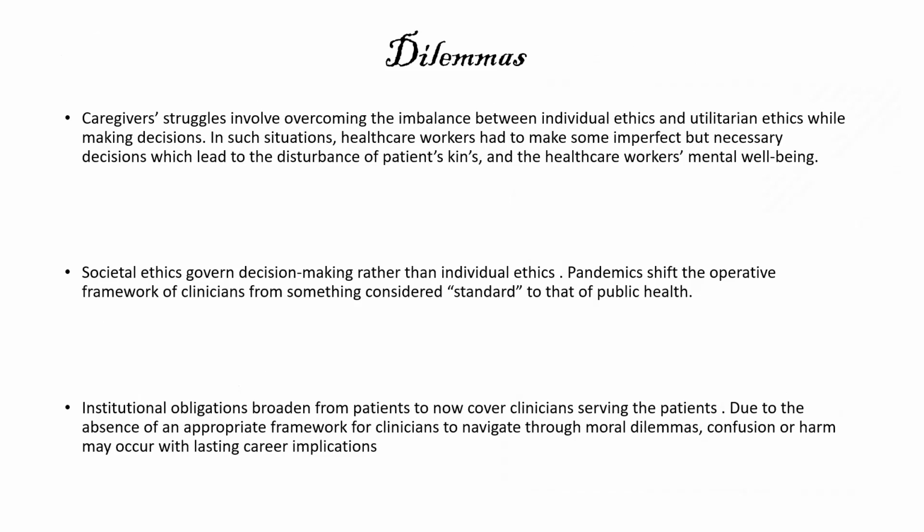Now we're going to move on to talking about different types of dilemmas. The first thing we have is that caregivers struggle with overcoming the balance between individual ethics and utilitarian ethics while making decisions. For example, if we're talking about healthcare workers, they had a difficult choice in terms of making imperfect but necessary decisions, which led to the disturbance of the patients themselves and, of course, their own mental well-being.